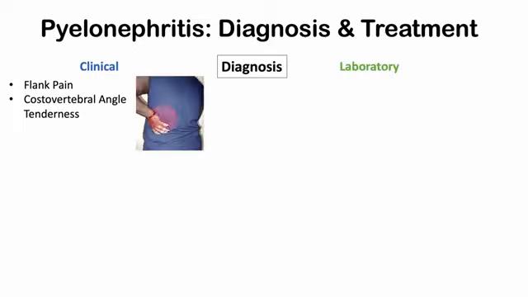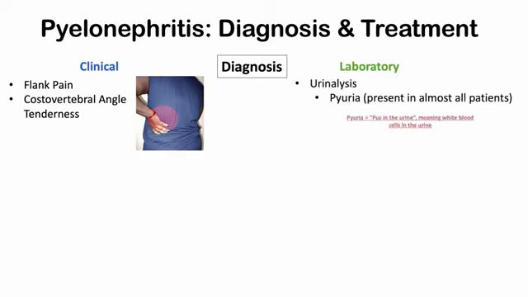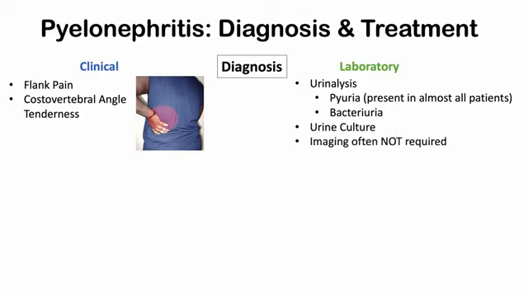Diagnosis of acute pyelonephritis can often occur by clinical examination. So if there's flank pain, if there's costovertebral angle tenderness, if there's fever and chills, these are highly suggestive of acute pyelonephritis. And then laboratory investigations are also important for diagnosis. These include urinalysis. Pyuria, so pus in the urine, is a very important finding as this is present in almost all patients. Bacteria in the urine is also another finding. Urine culture can also be performed to see what the bacterial species is. Imaging is often not required for diagnosis, so a lot of these clinical findings and some of these laboratory findings put together lead to a clinician diagnosing this condition.